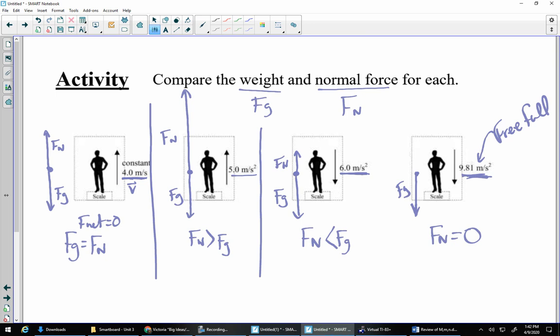Cool. So that is our lesson for this one, for our gravitational and normal forces. So check out the practice problems, see what you can do with them, and let me know if there's anything you need.